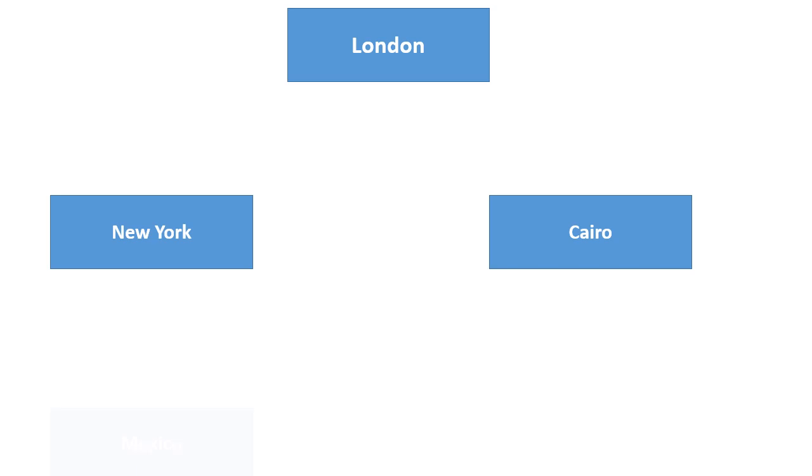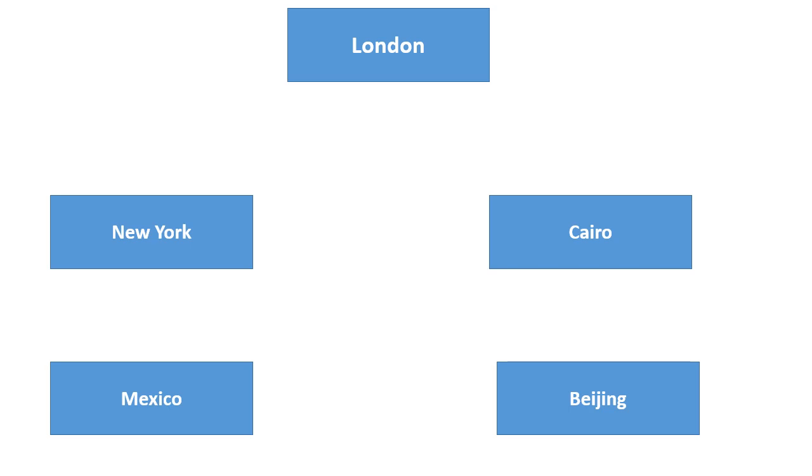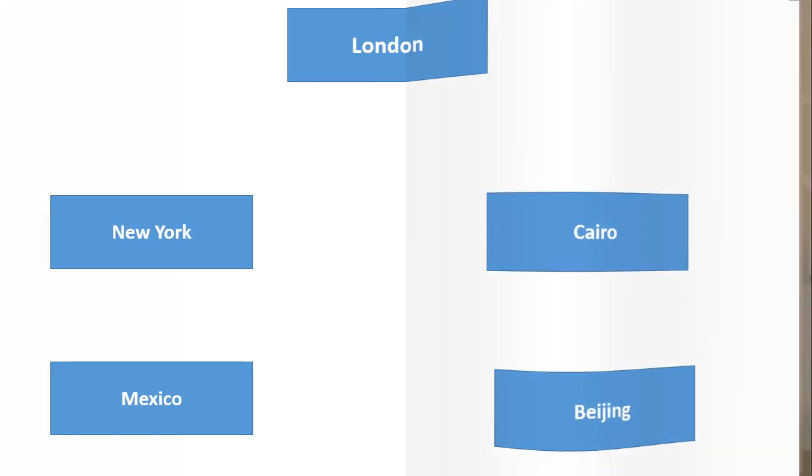The time in London precedes the time in Mexico about 6 hours. توقيت لندن يسبق توقيت المكسيك تقريبا 6 ساعات. The time in Beijing precedes the time in London about 8 hours. الوقت في بكين يسبق الوقت في لندن تقريبا 8.